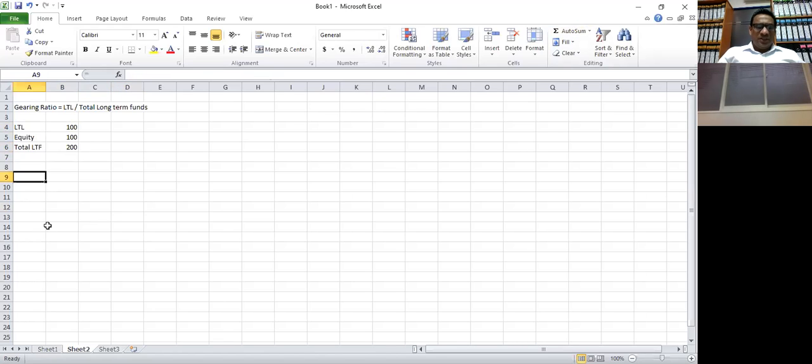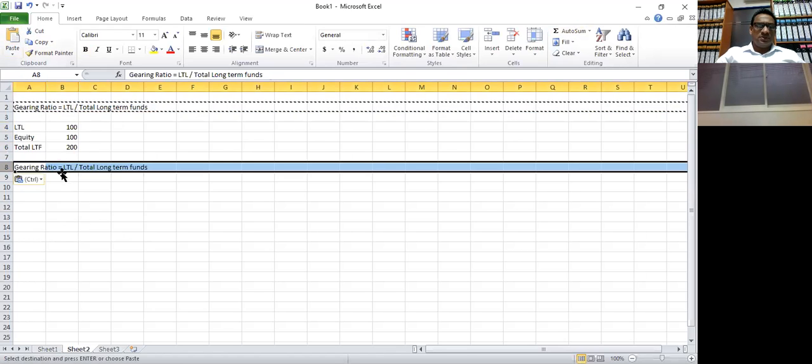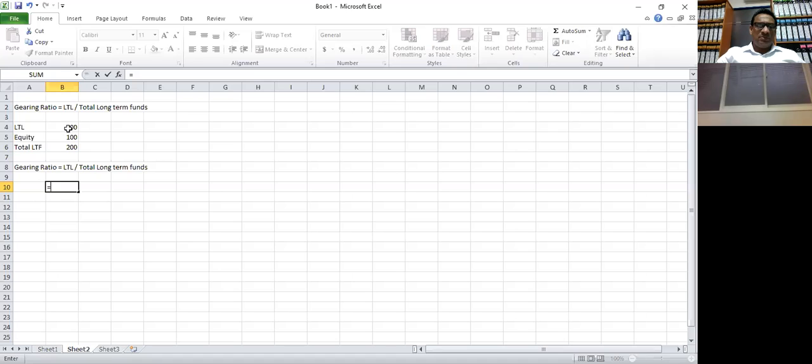Now, if I calculate the gearing ratio in this manner, how much would it be? It would be long-term liabilities 100 divided by total funds 200. That is 0.5 times, or as a percentage, 50%.